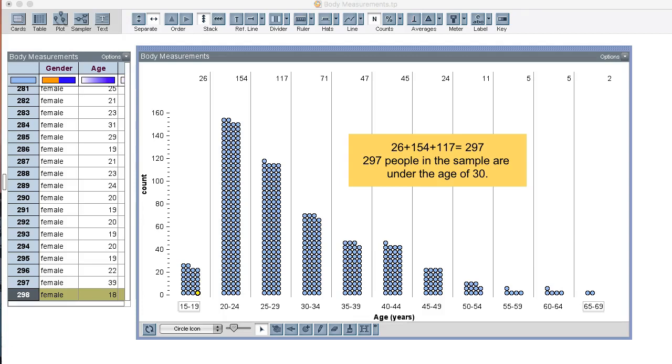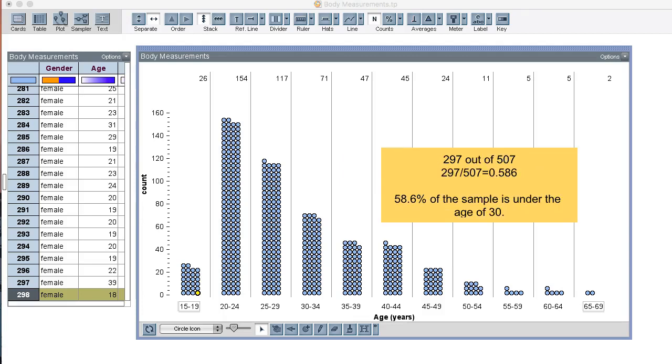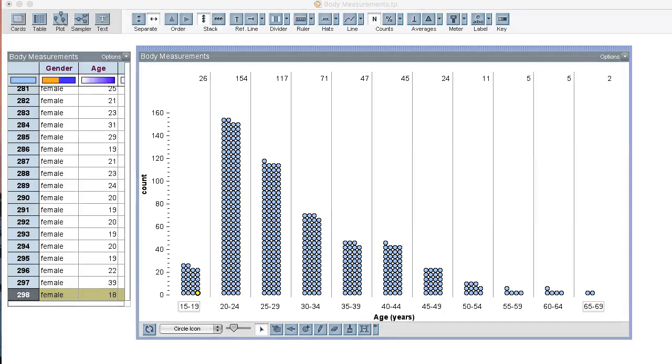Now let's see if we can determine what percentage of the sample is under the age of 30. There are 507 people in the sample. 297 out of the 507 are under the age of 30. So let's divide 297 by 507 to get 0.586. Multiply by 100 to turn this into a percentage, and we can see that 58.6% of the sample is under the age of 30. I'm now going to finish making the histogram.